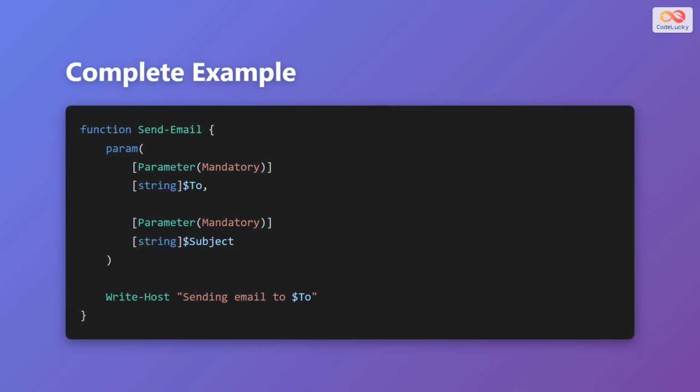Here's a complete example showing multiple mandatory parameters. The send email function requires both a toParameter and a subject parameter. Each parameter is marked as mandatory using the parameter attribute. Inside the function body, we use writeHost to display a message showing the email recipient. This demonstrates how you can build functions that enforce required input for multiple pieces of critical information.